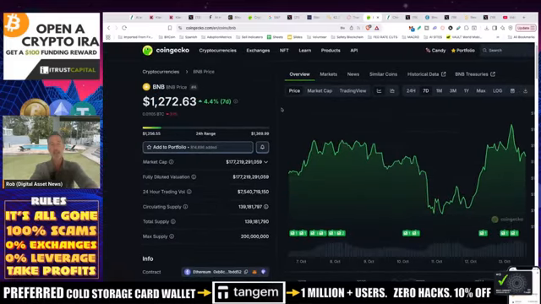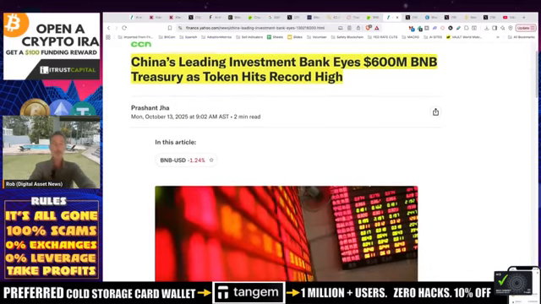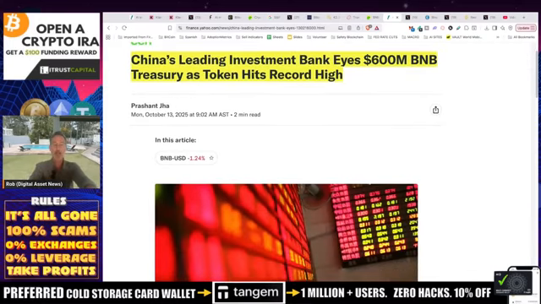Everybody's complaining about Binance, and this is their coin essentially, BNB. Why do they rocket that to its all-time high if they were saying that this was the exchange that was essentially doing all the manipulation? And it becomes like this. China's leading investment bank eyes a $600 million BNB treasury. And then, of course, the token hits its all-time high. So traders hear about this like, oh, I've got to get into BNB.